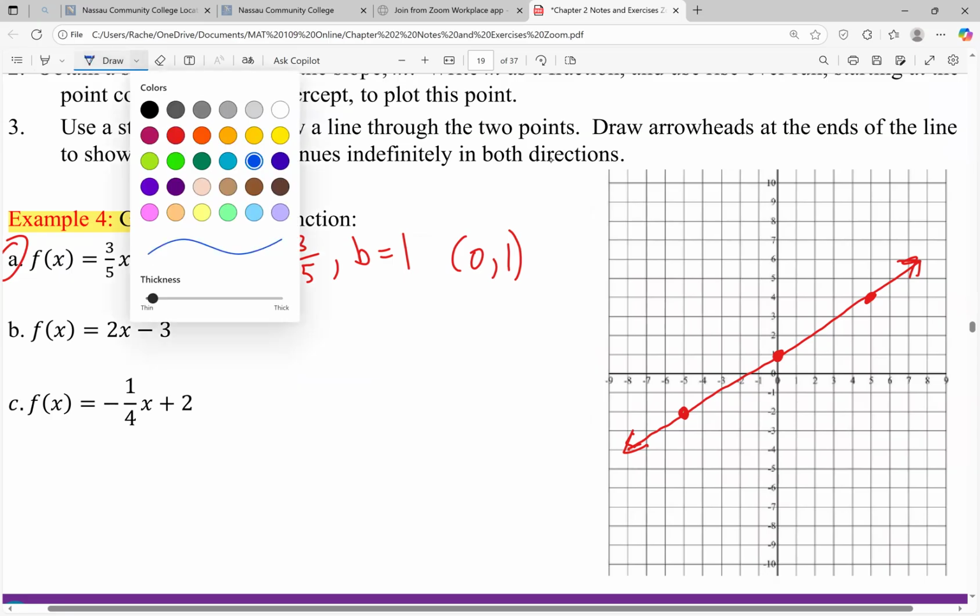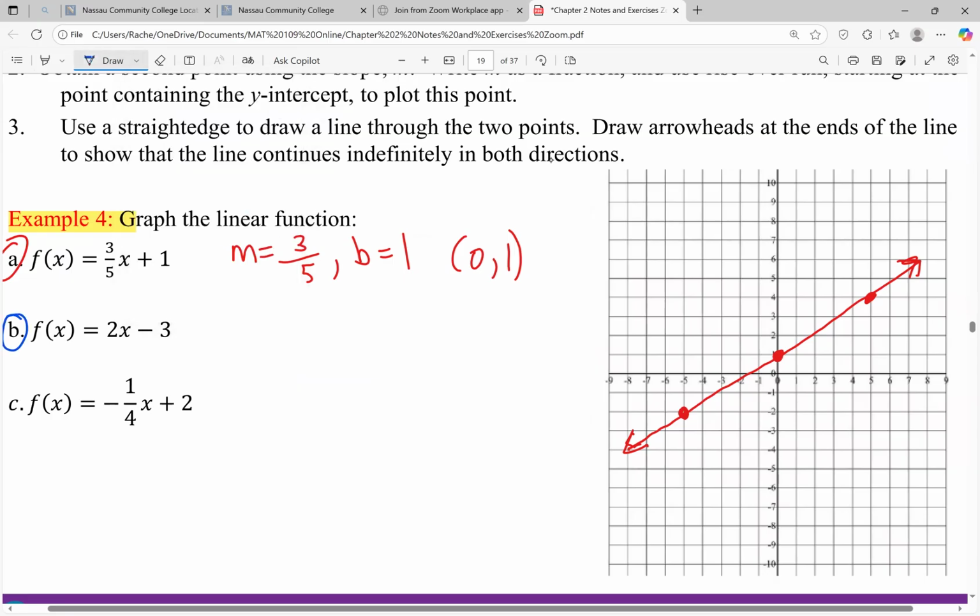So I'll do them all on the same graph. Let's look at B and I'll use blue. So y equals 2x minus 3. So m equals 2 and b equals -3. So we have the y-intercept (0, -3).